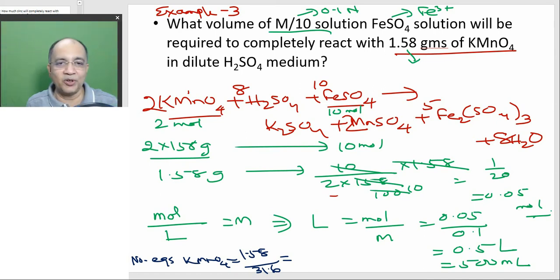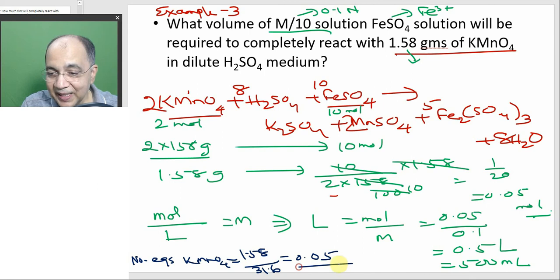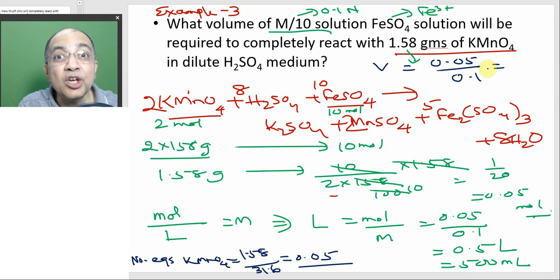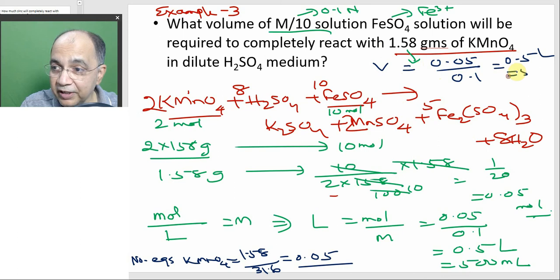So you know the number of equivalents is 1.58 divided by 31.6. It is 0.05. Now you know the number of equivalents and you know the normality. So the same way, volume in liter is equal to number of equivalents divided by normality, that is 0.1. Same answer you are getting, because the volume will be the same whether you carry out the equivalent method, that is the normality method, or the molarity method, that is 0.5 liters, 500 ml.